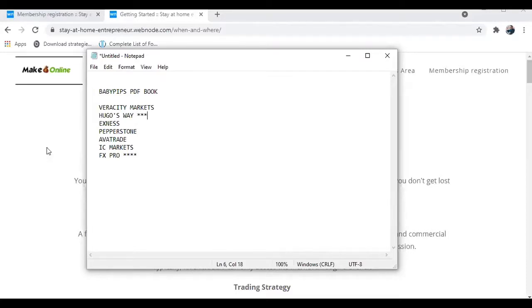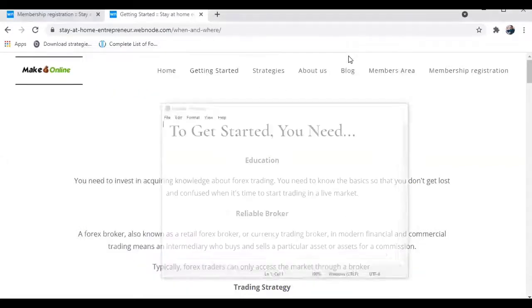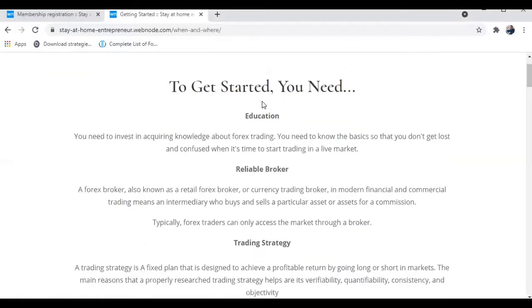People in America sometimes struggle to find brokers. FX Pro and Hugo's Way will accept US clients. IC Markets is an Australian broker. Trade is also based in South Africa, so you won't have trouble with that. Pepperstone is also Australian, and you're not going to wait too long for withdrawals. You need to make sure, guys, that you choose the right broker.